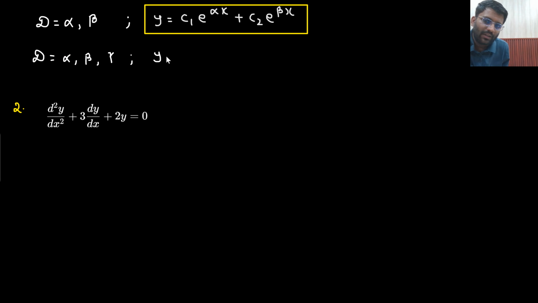So sir, the answer would be y equals c1 e to the power alpha x plus c2 e to the power beta x plus c3 e to the power gamma x. There you go. This will be the answer. Is that clear or not?